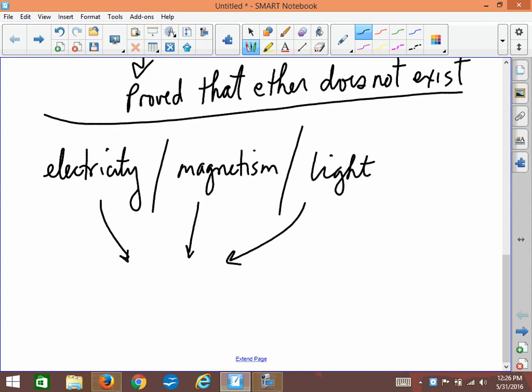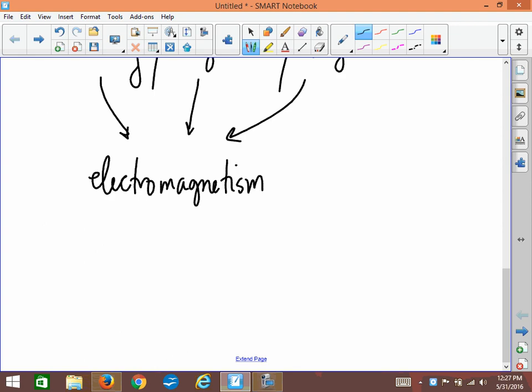And so the word that was coined to describe it all was electromagnetism. They're all caused by the same thing. And so the medium then for light to travel was called the electromagnetic field. That was what the medium for light was called.